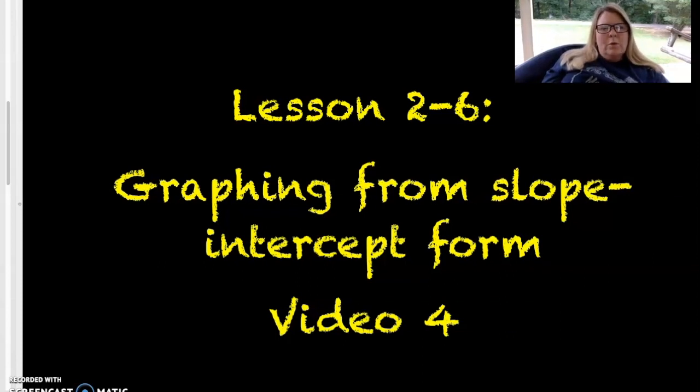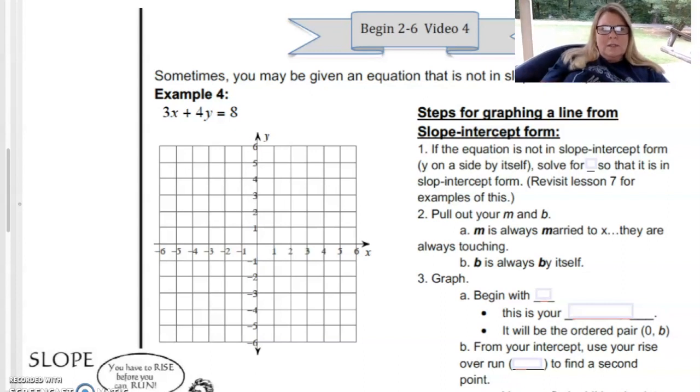Hey guys, we're back with lesson 2-6, graphing on the coordinate plane, and in this lesson we're going to practice graphing some more from slope-intercept form. And let's look at our first example here. In our first example, you'll notice that the equation is not in slope-intercept form.